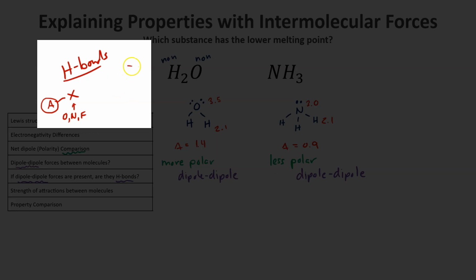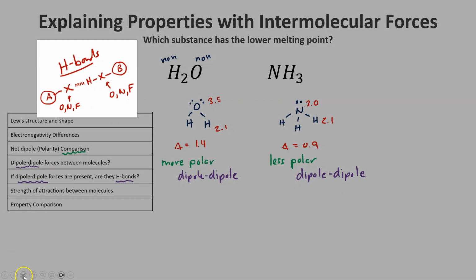And then there's got to be a second molecule, we'll call it molecule B, and that's also got to have an X. And that X again is either O, N, or F, but this time that X has a hydrogen coming off of it. And if your two molecules meet that qualification, then the attractive force between them, the dipole-dipole force between them, is going to be considered a hydrogen bond.